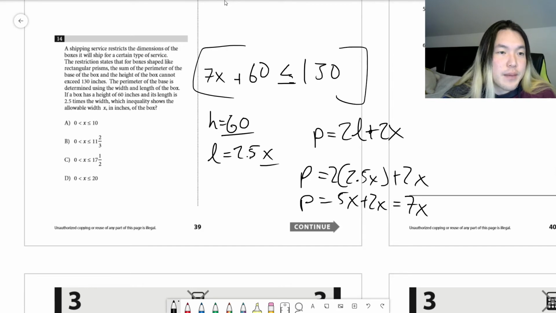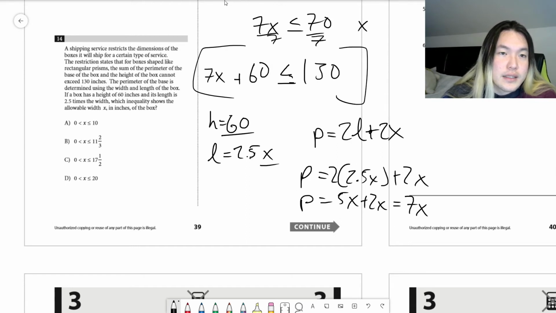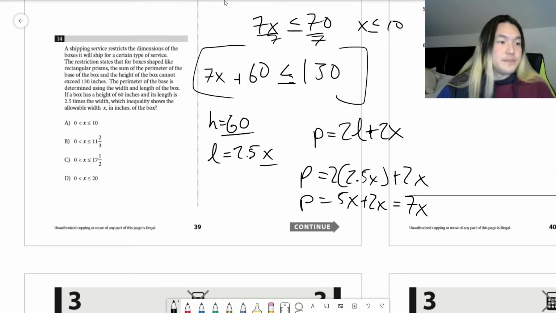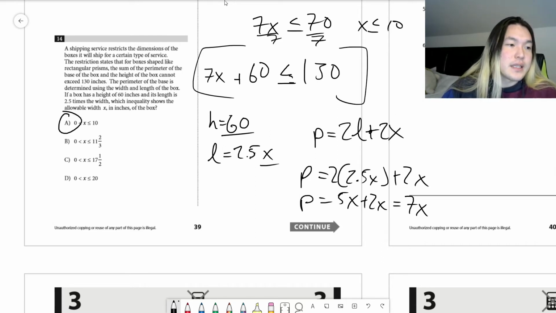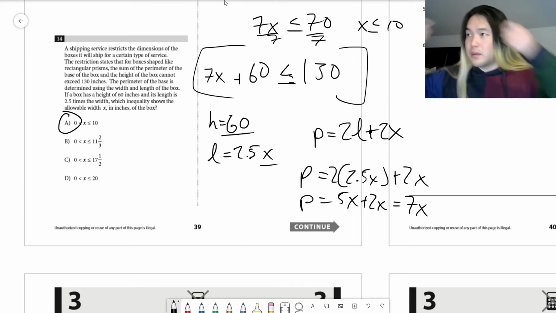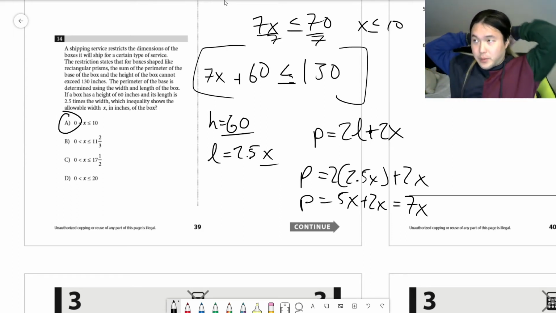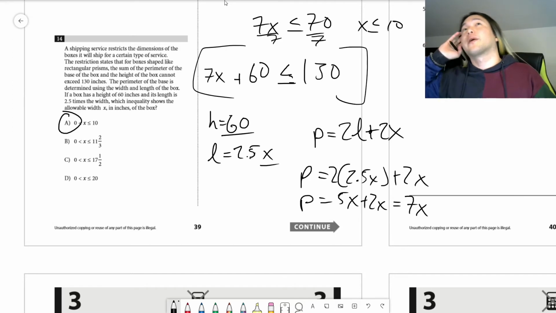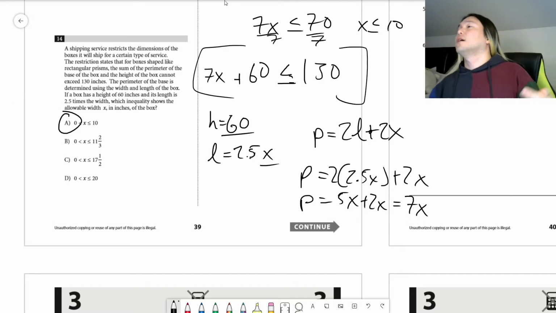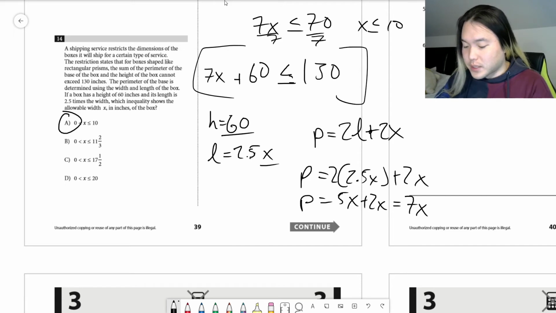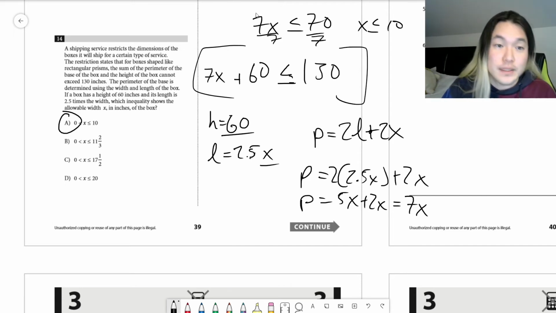Then we can simplify that by subtracting 60 on both sides to get 7x is less than or equal to 70. Divide both sides by 7 to get x is less than or equal to 10. So here A makes a lot of sense. x definitely needs to be greater than 0. If the width of a box is 0, that's not a box, that's nothing. If the width of the box is negative, I have no idea what that means. I've never seen a box with a negative width, right?